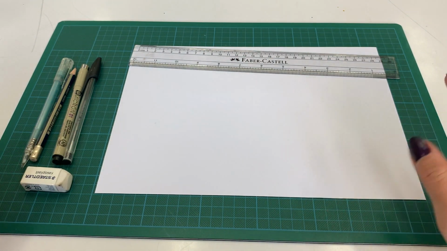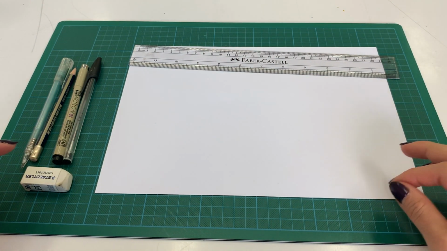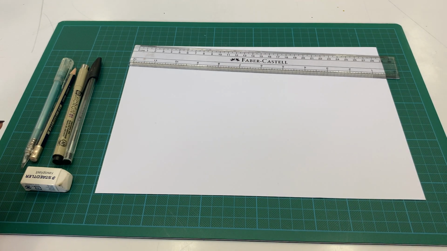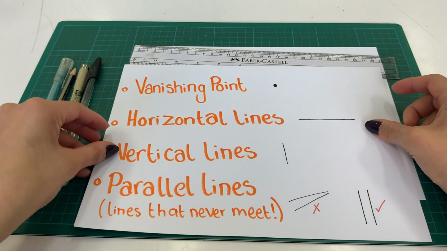Another tip for you all as well is to try your best to work on a flat surface while drawing a perspective drawing. This is just going to help with the accuracy of the lines that you are going to draw. So here are some keywords.